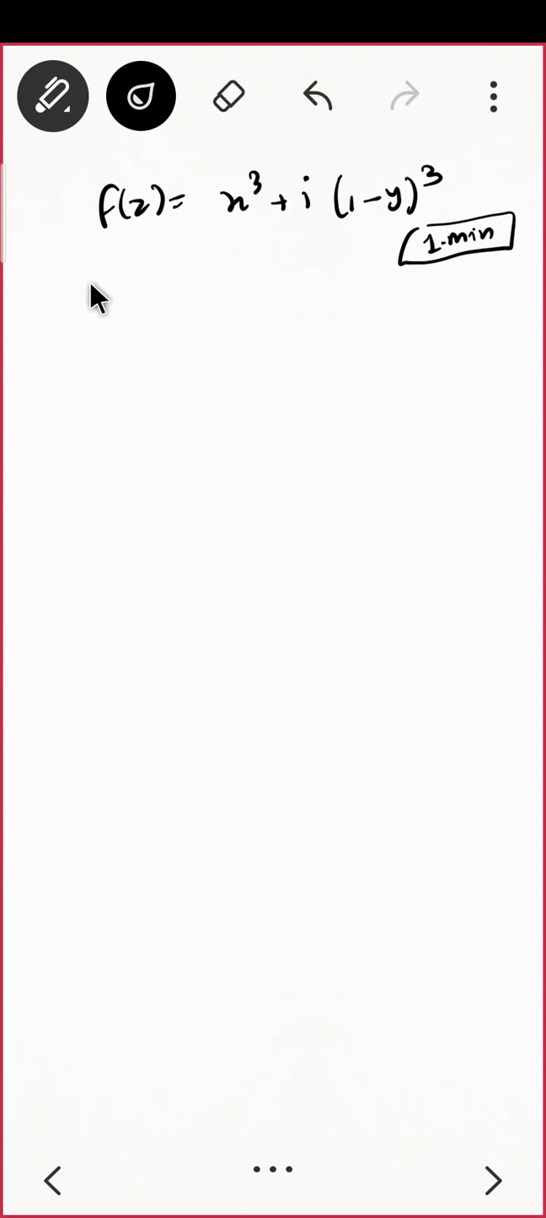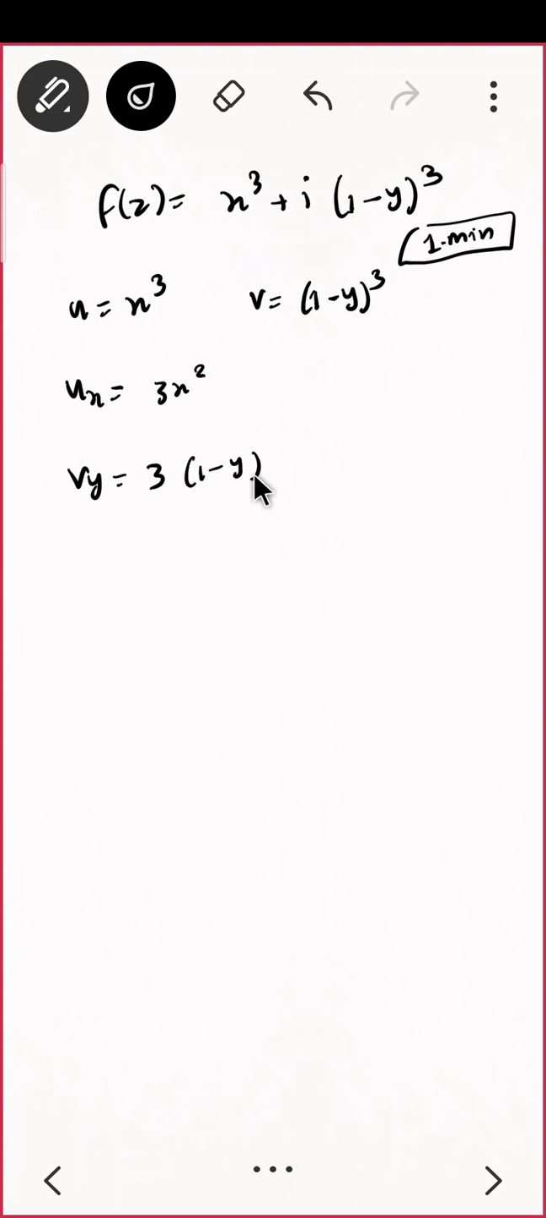What is u? What is v? This is 1 minus y the whole cube. So what is ux or vy? Ux will be 3x square, no? And what is vy? Vy will be 3 into 1 minus y into derivative of y, so it will be minus 3 into 1 minus y the whole square. Correct?